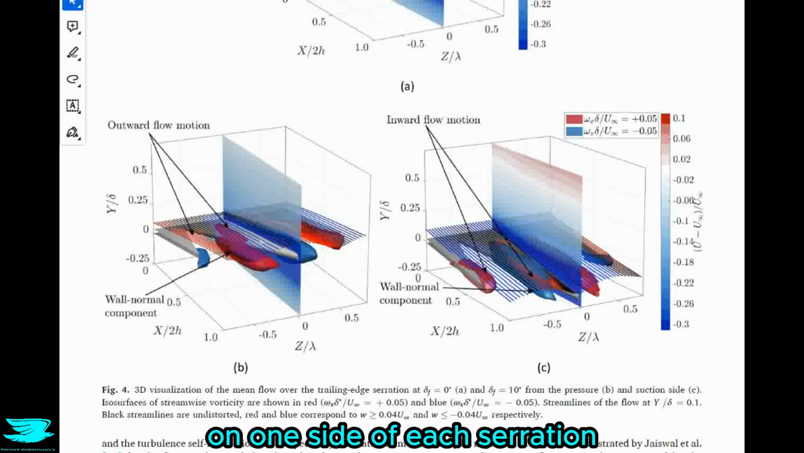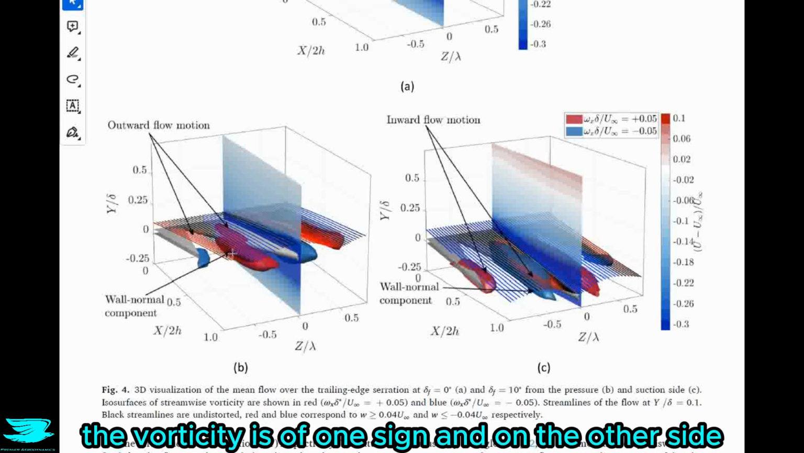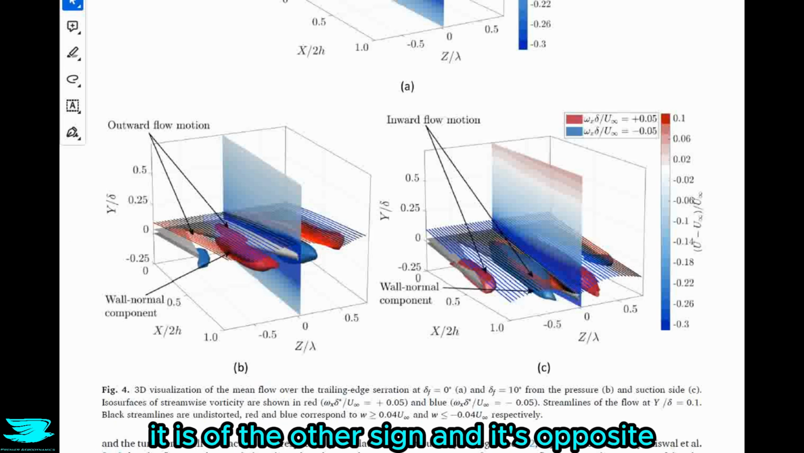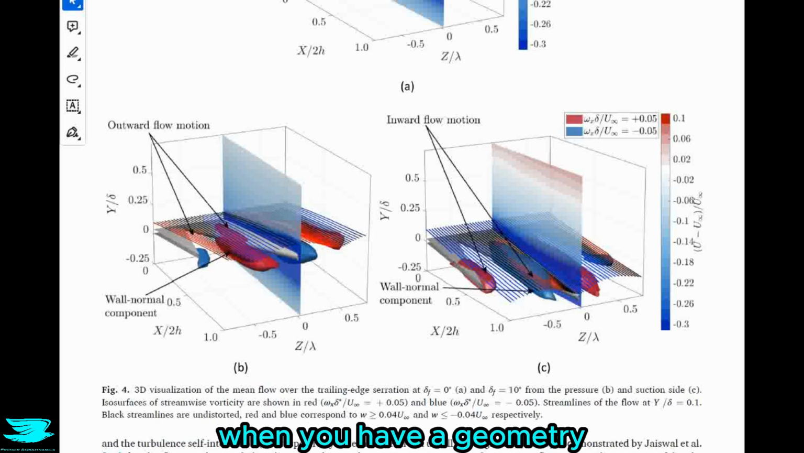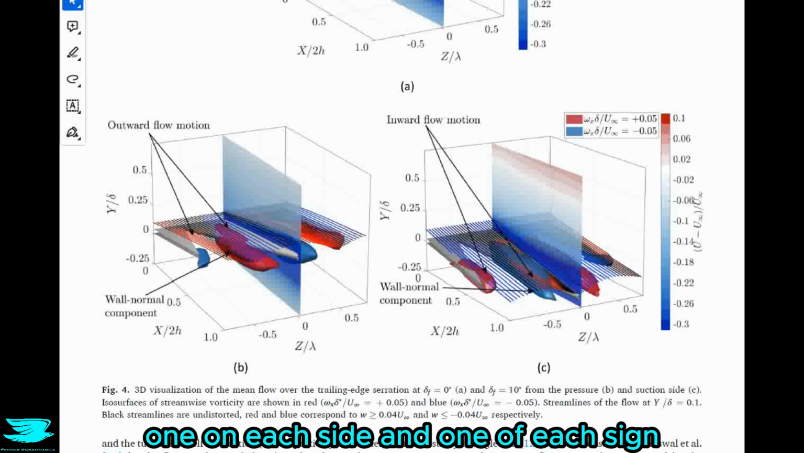On one side of each serration, the vorticity is of one sign, and on the other side it is of the other sign, and it's opposite. So that is very expected because when you have a geometry with opposite sweep angles, this happens all the time. You effectively get 2 vortices, one on each side and one of each sign.